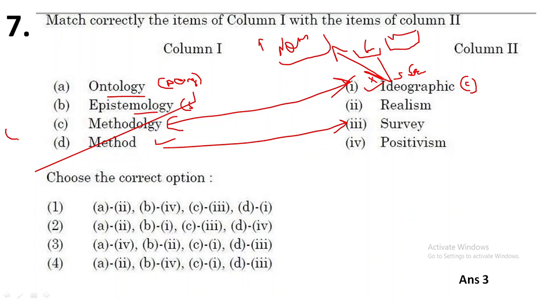Methodology is basically an approach for how you are going to solve the problem, and method is the tool you will use while solving the problem. So we have found two matches, for C and D. Moving on to A and B.